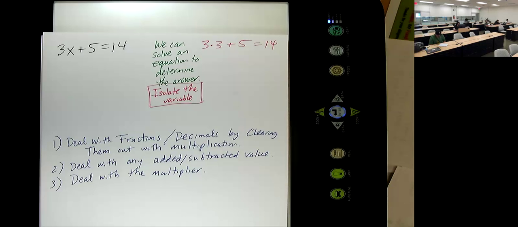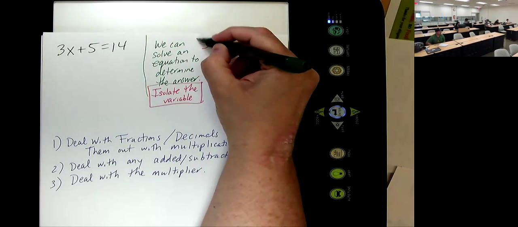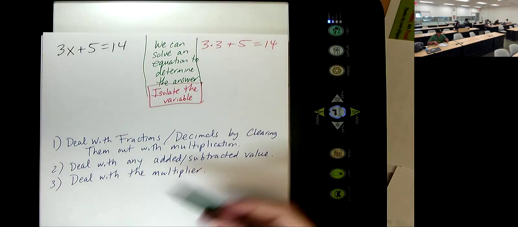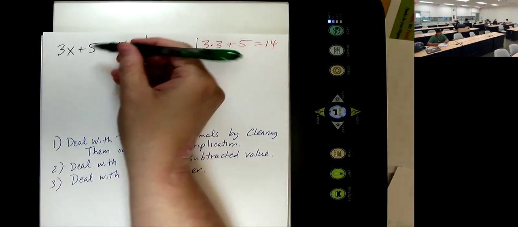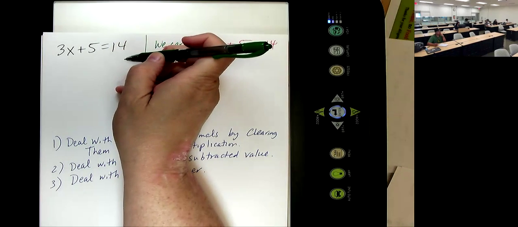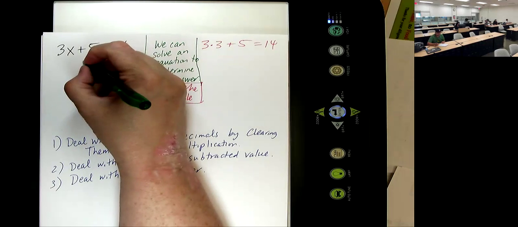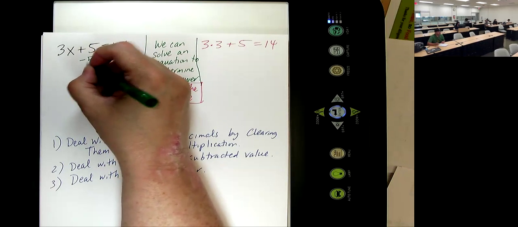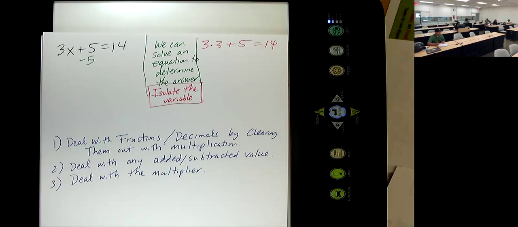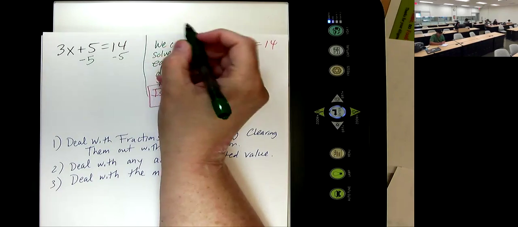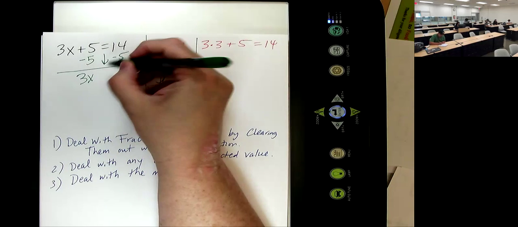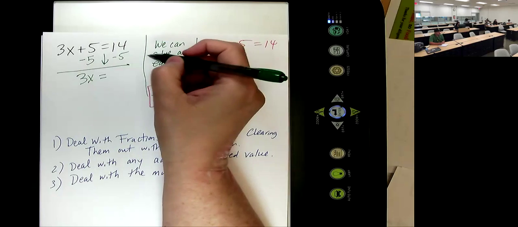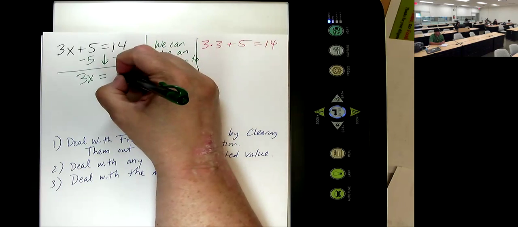So watch what happens, I'm gonna do it to both sides. There's no fractions here, so I'm gonna deal with any added or subtracted value. The way you would get rid of 5 extra pounds is you would lose 5 extra pounds, right? So we're gonna deal with things by doing the opposite symbol. And whatever I do with it, I have to do with both sides, I gotta keep it balanced. This is like a scales. And if I do that, the 5 minus 5 goes away, there's nothing left on the left but 3x. The right is 14 minus 5.